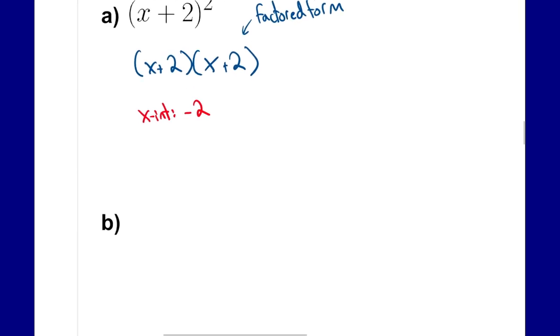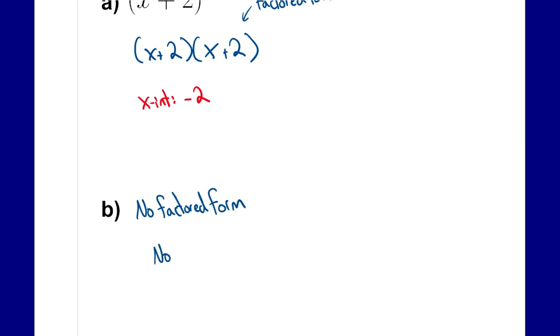For B, there is no factored form. So if there's no factored form, I don't have an x plus a value times an x plus another value. So what are my roots? What are my x-intercepts in this case? Well, since I don't have a factored form, there are no roots or x-intercepts. That is saying that this quadratic does not touch our x-axis.